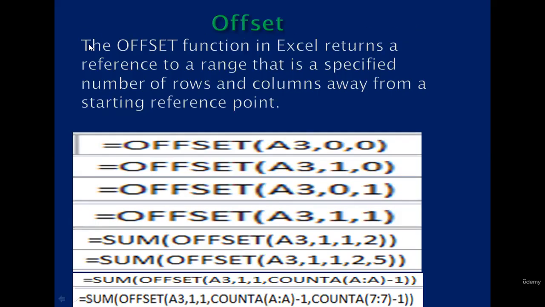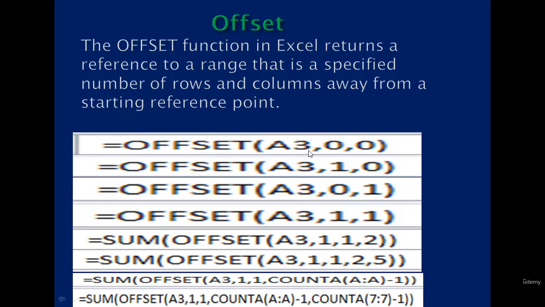So let's see the definition part. The offset function in Excel returns a reference to a range that is a specified number of rows and columns away from a starting reference point. In this offset function, we have to pass three mandatory parameters.